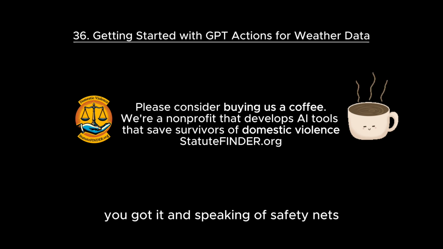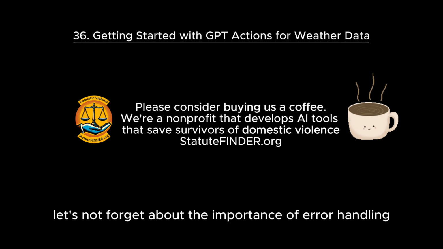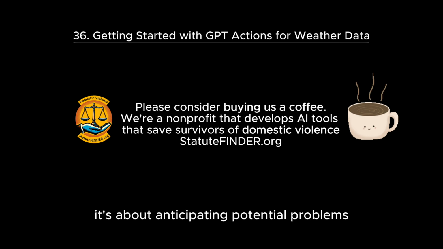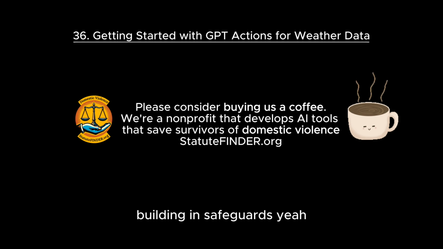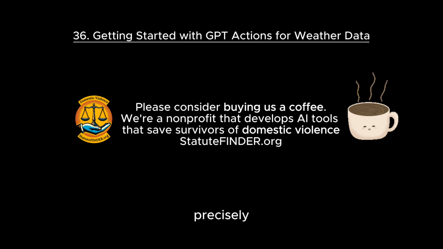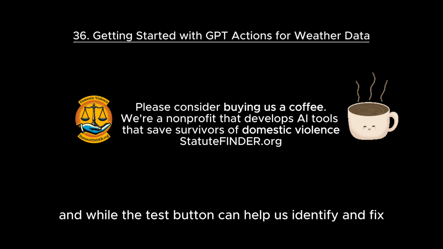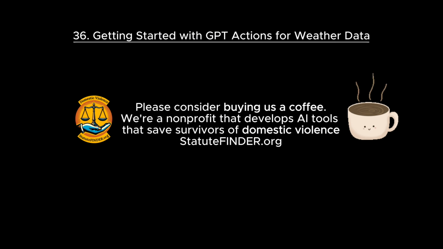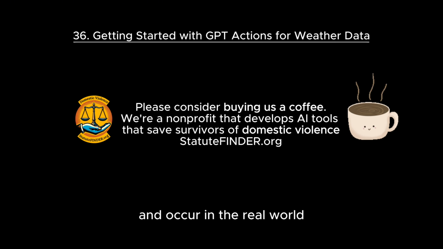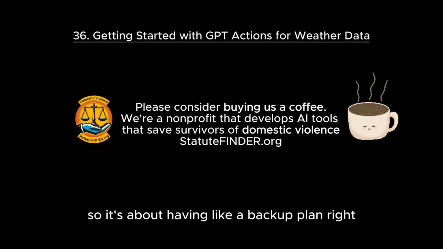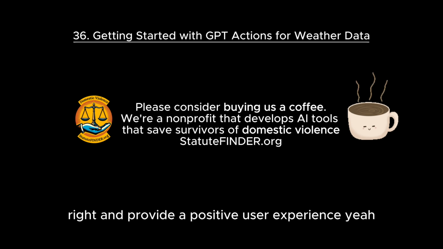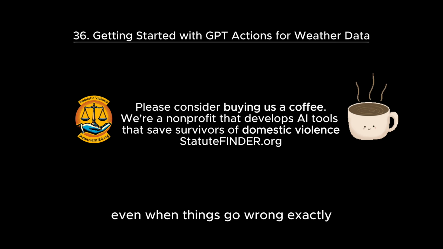You got it. And speaking of safety nets, let's not forget about the importance of error handling. Error handling, we touched on that earlier. It's about anticipating potential problems, building in safeguards to prevent our application from crashing or our users from getting frustrated. Precisely. And while the test button can help us identify and fix errors during development, error handling is about gracefully handling those errors that might slip through the cracks and occur in the real world. So it's about having a backup plan, right? Yes. A way to recover gracefully and provide a positive user experience even when things go wrong.